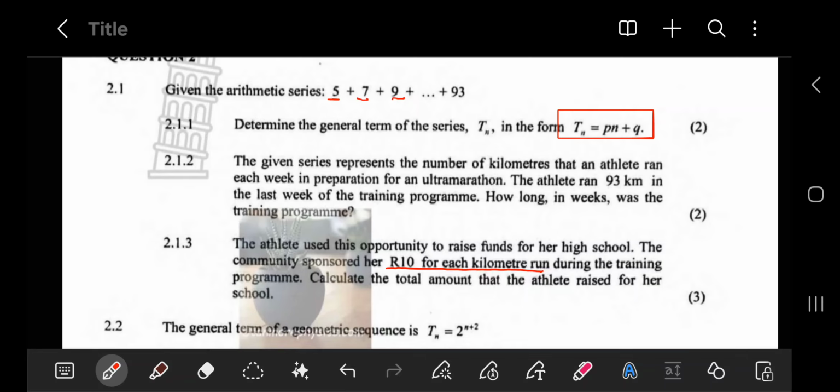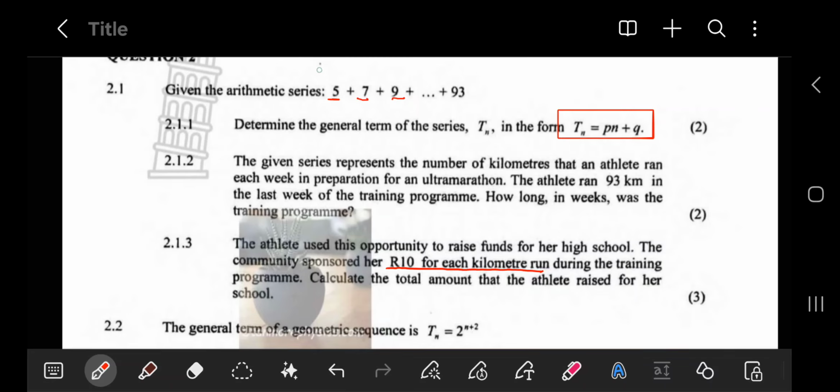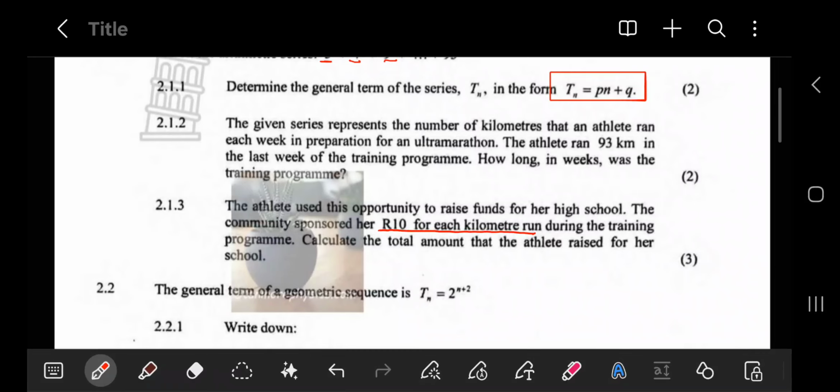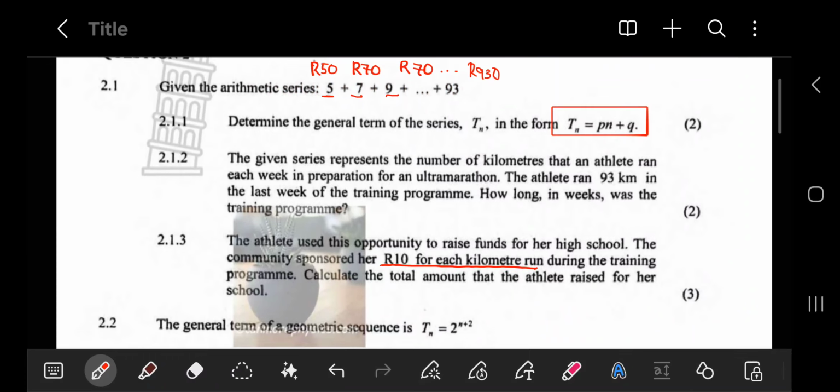Meaning that if we had to rewrite this pattern in terms of the sponsorship she got, in the first week, she would have got 50 rand. In the second week, 70 rand. In the third week, 90 rand. And it could continue like that up until the last week, where she would have 930 rand in that week. All we're doing here is multiplying by 10, because it's 10 rand per kilometer. Now the question itself says calculate the total amount that the athlete raised for her school. So we are trying to add the amounts that she raised over these 45 weeks.